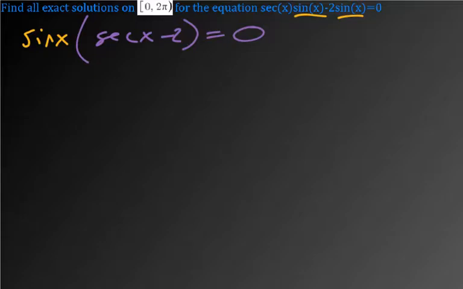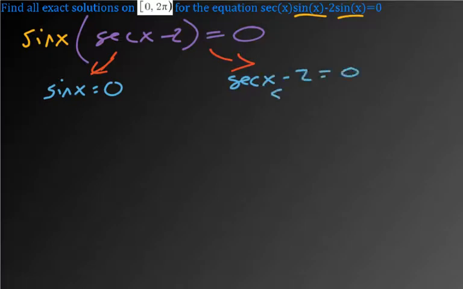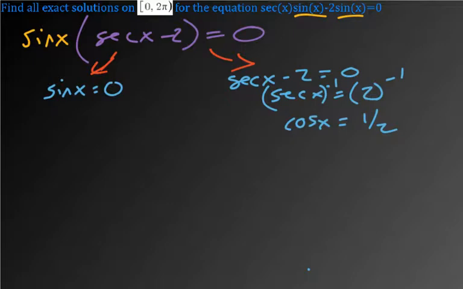And then you kind of get naturally 2 problems from this, right? One of them is when is sine of x equal to 0, and one is when is secant x minus 2 equal to 0, or just secant x equal to 2. And really, you could just take the reciprocal of both sides here, right? 1 over secant is cosine, and 1 over 2 is a half, right? So now we've gotten it down to a point where we can just think unit circle stuff.